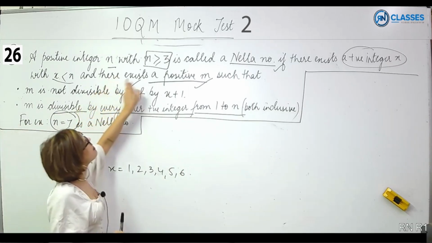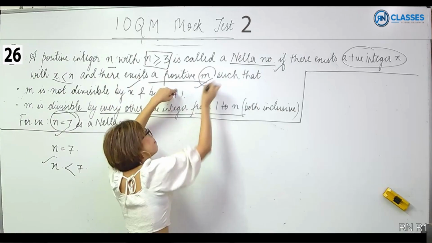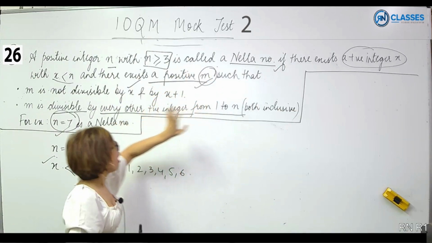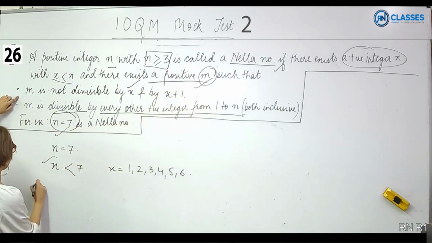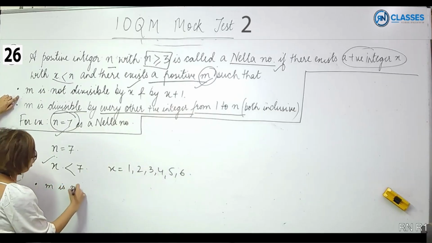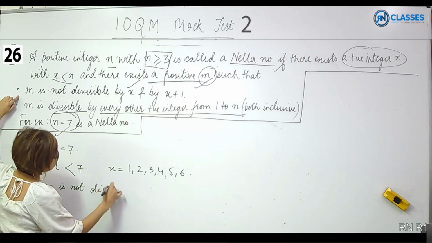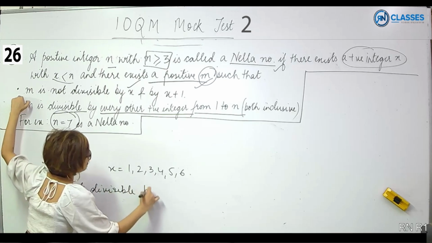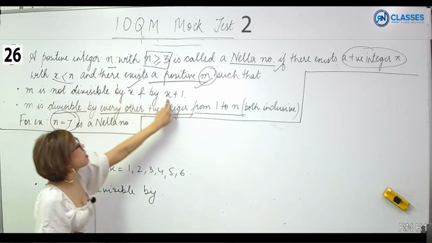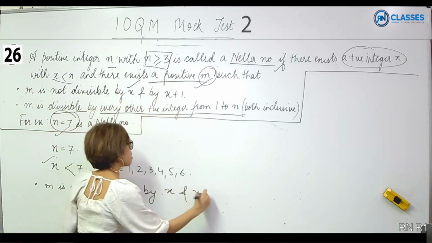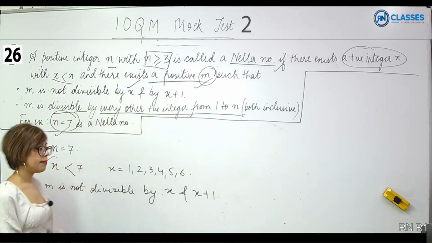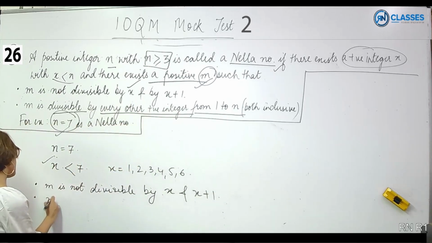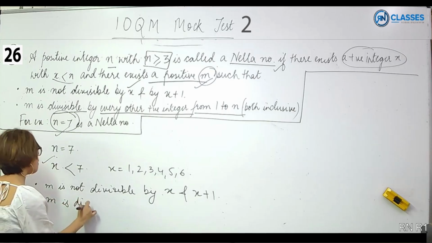And there should exist a positive integer m such that two conditions are there. M is not divisible by x and x plus 1. Right? Okay. And the second condition, m is divisible by every other.